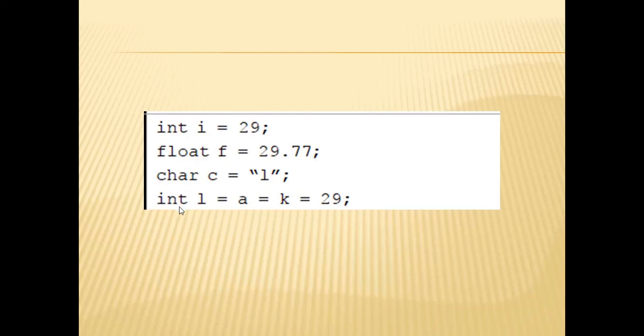And here is another example, int L = A = K = 29. So we are assigning 29 to K, at the same time we are assigning 29 to A, and at the same time we are assigning the value 29 to L. The constant value 29 is assigned to K and A and L. So this type of declaration is also possible in C programming.